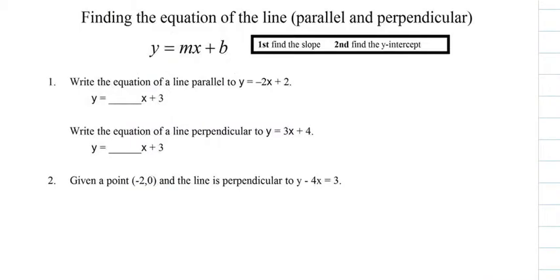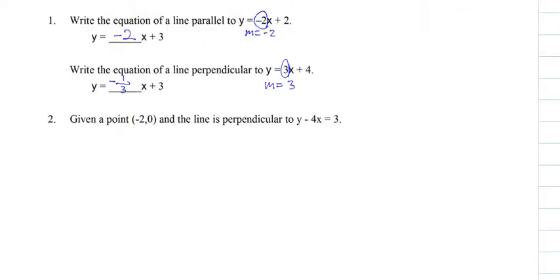So on here, write the equation of the line parallel to this. Just any equation is all I want. So if it's parallel, you take the slope of this line, which is -2, it's always in front of the x, and you keep it the same. If you want perpendicular, then you take the slope and you flip it and change the sign. So if it says parallel, same slope. If it says perpendicular, negative reciprocal.